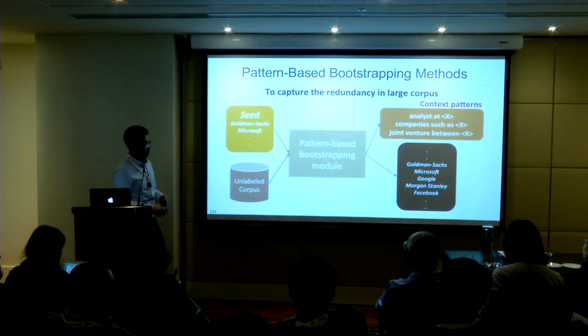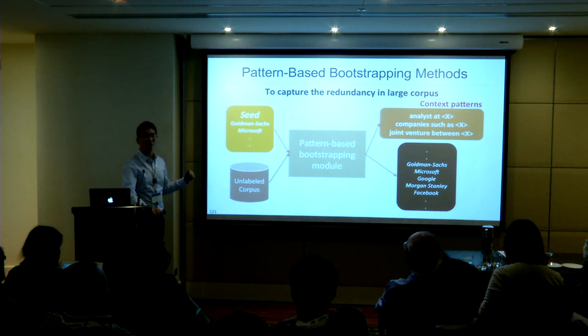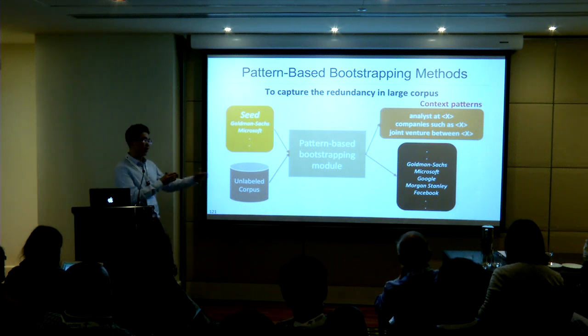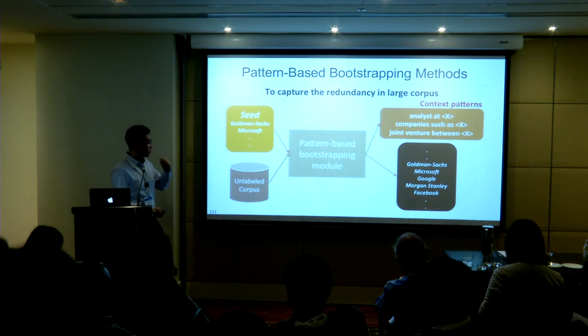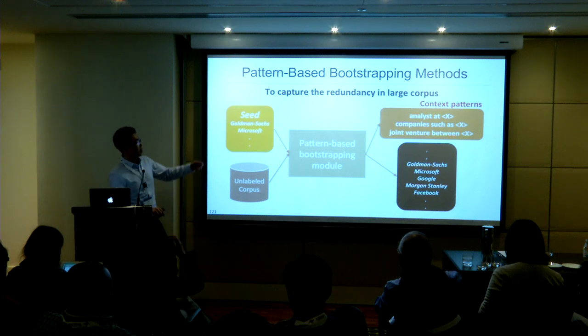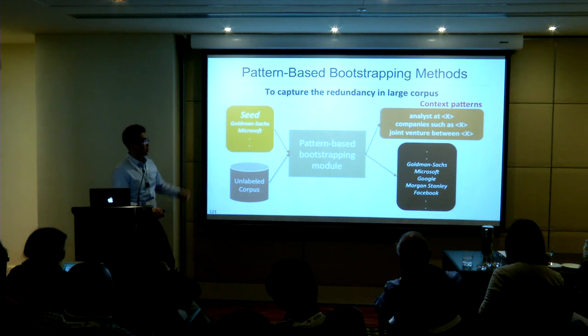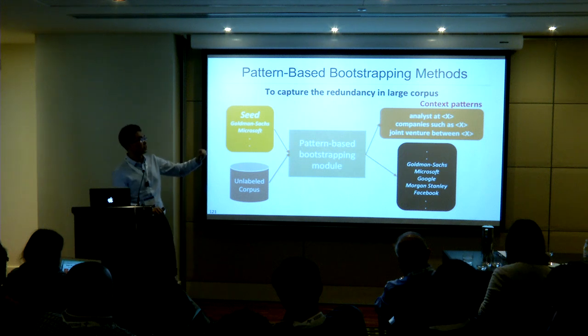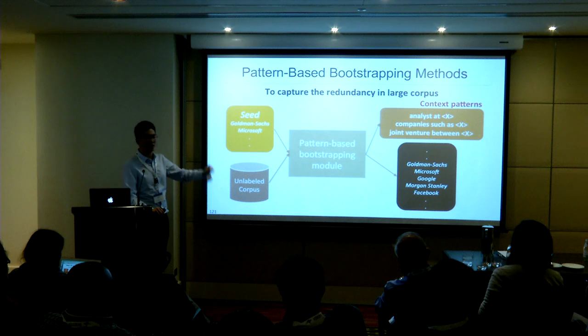First, the pattern-based bootstrapping method has a pretty long history. I think it started almost 30 years ago. People naturally think the context pattern surrounding an entity name provides pretty good cues on the type of the entity. If you can leverage the redundancy in the corpus, say you find a pattern like "companies such as" that occurs in many places, then each time you find that the entity mention on the right side of this pattern is actually a good company name.